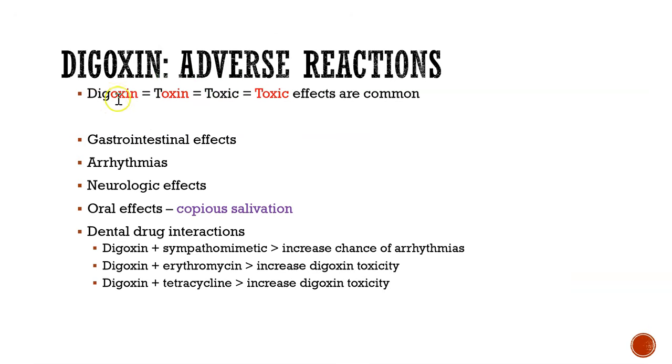The sad part is that when you take digoxin, it does have a lot of toxic effects. It can be really toxic. We can get some brain effects. We can get the heart rate to be abnormal. We can get even some tummy upsetness. The way to remember that it has very toxic effects is if you look at the word digoxin, it sounds like toxin. Toxin sounds like toxic. So toxic effects are common.